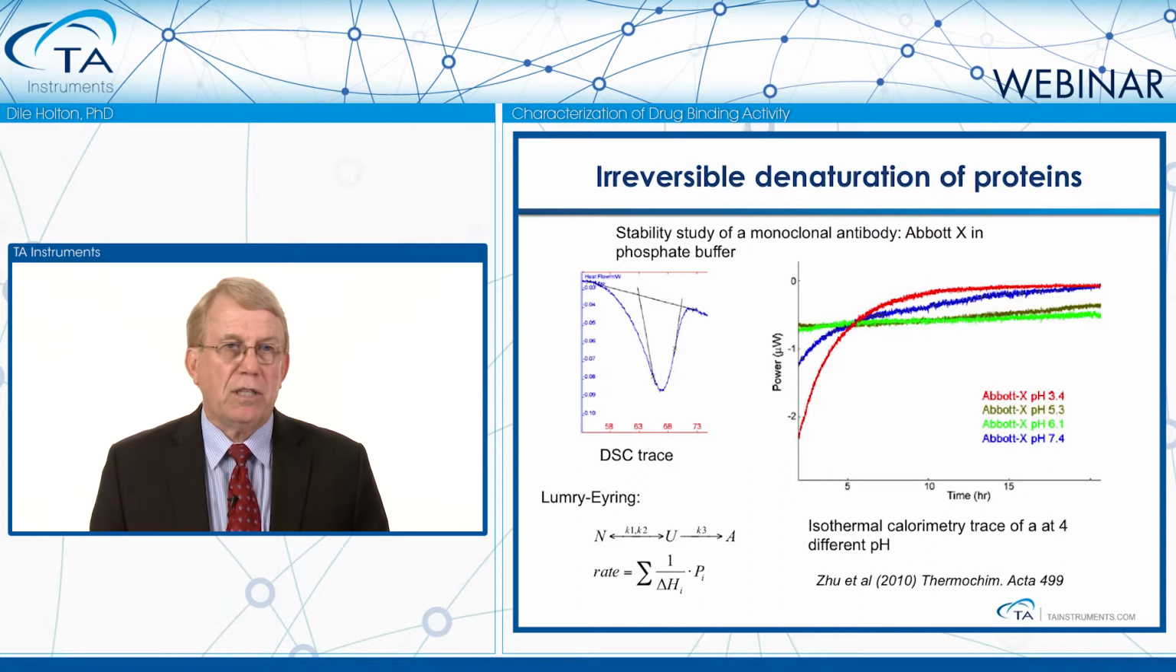So 6.1 is even lower than 7.4, and so you get a much more stable protein at 6.1 than you would at a pH of 3.4. And I think that follows traditional thinking around proteins and pH, that depending upon the protein structure, it will have different stabilities at different pHs. So the isothermal calorimetry at 4 different pHs here, and this was published in 2010, is the idea that you can use calorimetry to predict that stability very easily.